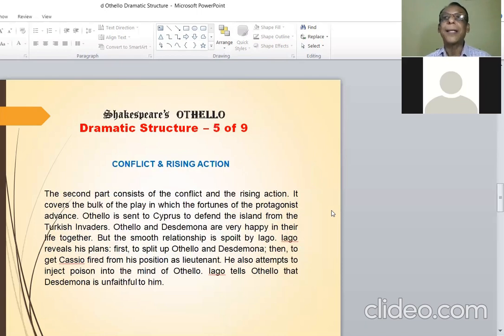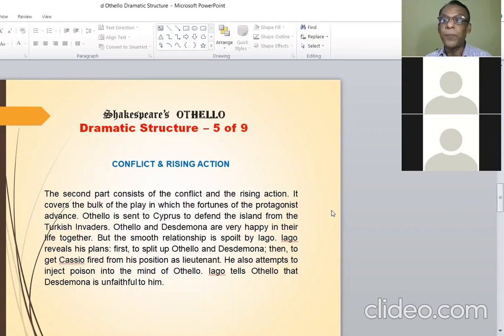Now, the second section is conflict and rising action. The conflict and the rising action cover, as I said earlier, the bulk of the play, in which the fortunes of the protagonist advance. Othello is sent to Cyprus to defend the island from the Turkish invaders. Othello and Desdemona are very happy in their life together, but the smooth relationship is spoilt by Iago.